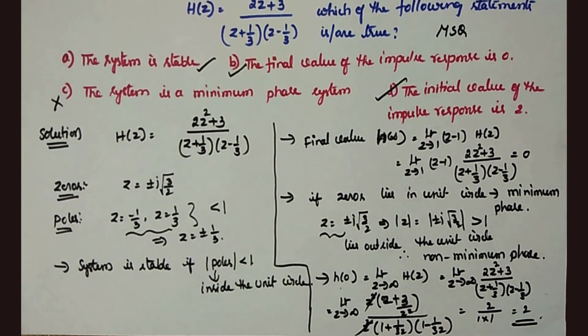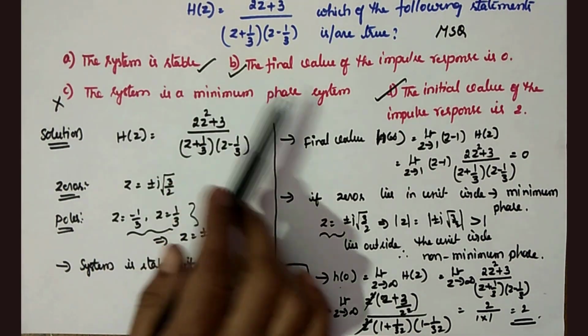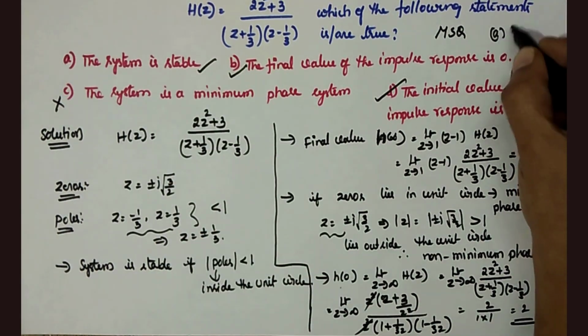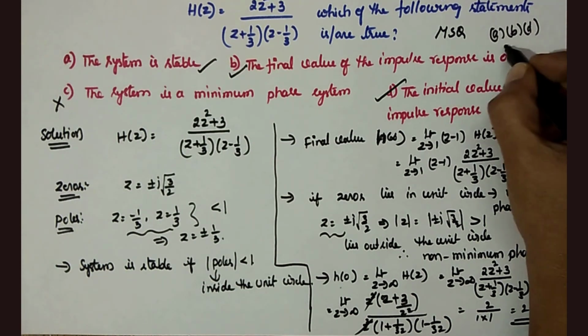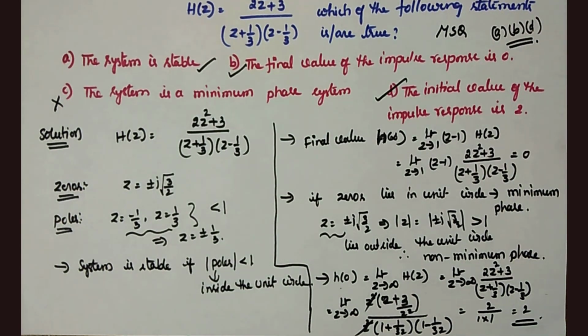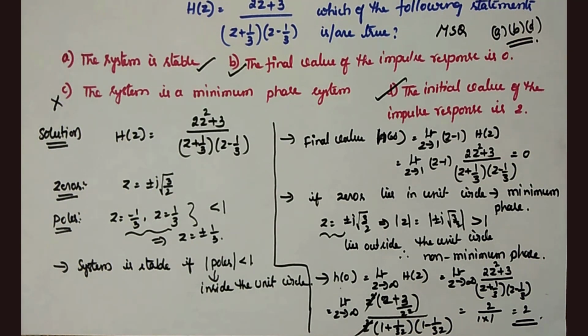Now totally how many are correct? A, B, D. Totally A, B, D answers are correct. Only C option is wrong. Thank you very much. In the next video, I'll cover the remaining questions.